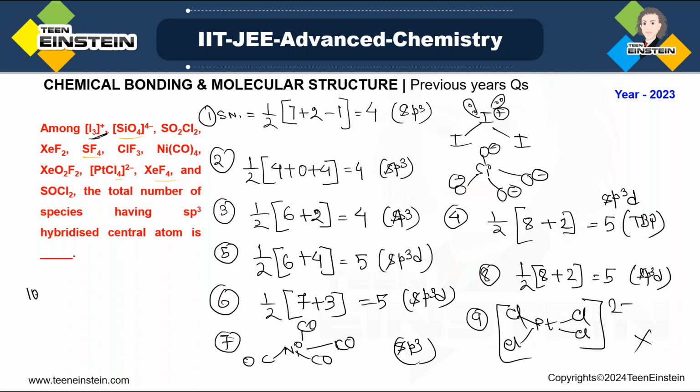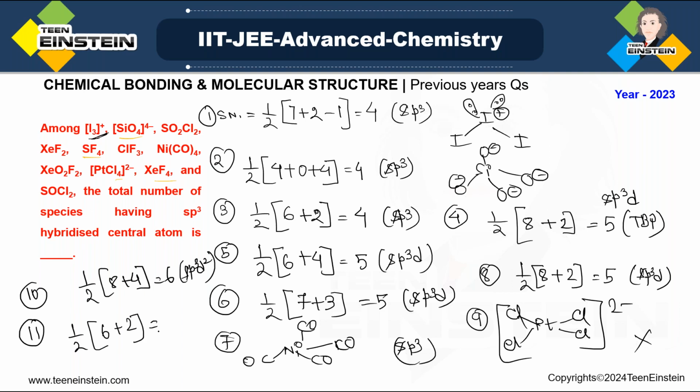Then we have number 10, which is XeF4. So it is 8 plus 4. Now we are getting 6. So it should be octahedral. That means it is sp3d2 hybridization. The next one, number 11, which is the last one, sulfur, which is 6. And oxygen will not be considered, 2 chlorines will be considered. So 6 plus 2, 8 by 2 is again 4. So this is also sp3.